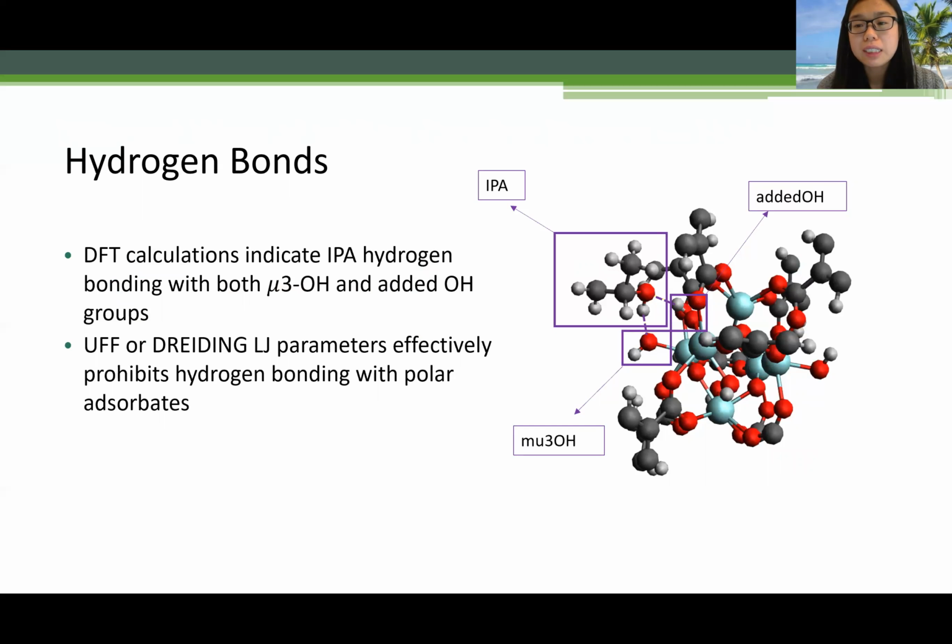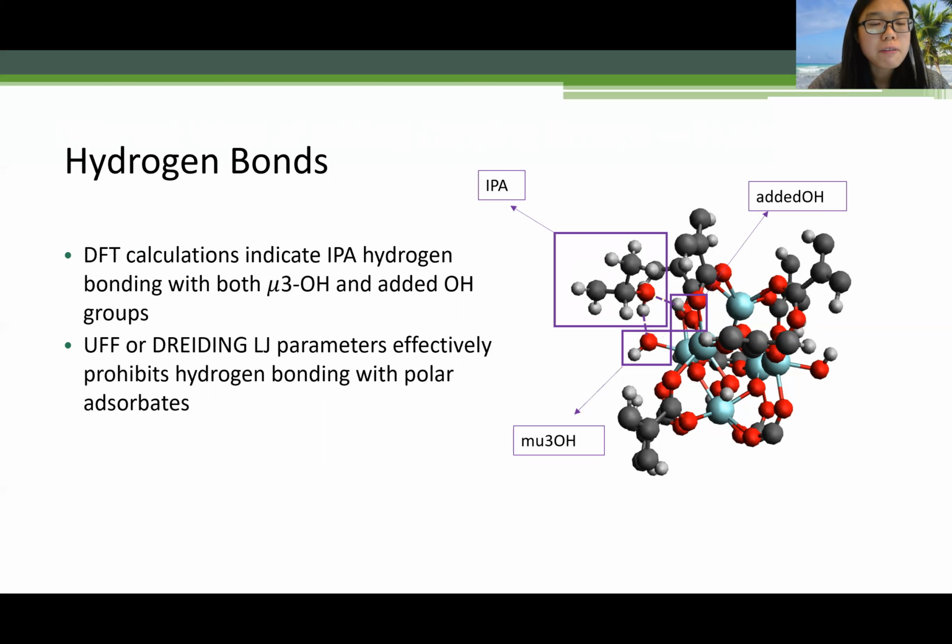DFT calculation for IPA in pristine and defective UiO-66 shows hydrogen bonding between IPA and mu3-OH or added OH. Here is IPA and here is one snapshot from the DFT calculation. You can see that IPA is bonded to both mu3-OH and added OH.